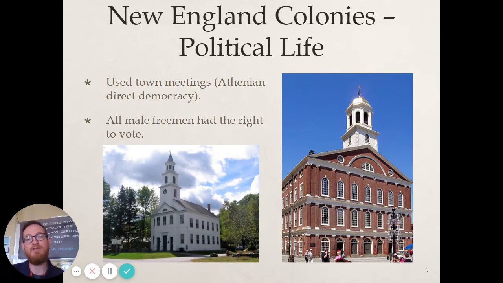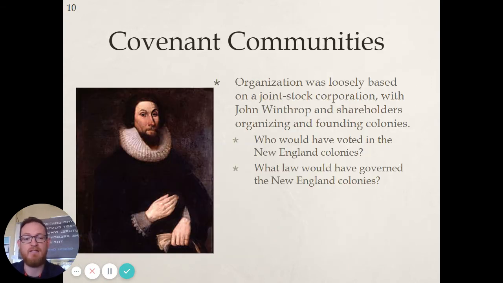Political life, they use town meetings. You can see some examples here of some churches or some town halls where they would have met. Early on, obviously, it would have been churches that eventually transformed into town halls. And all male freemen had the right to vote within these areas. And this town meeting comes from an Athenian direct democracy model where everybody, again, all the males would have had some sort of say and would have got to vote on decisions being made within those colonies.